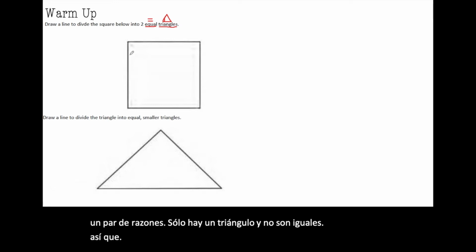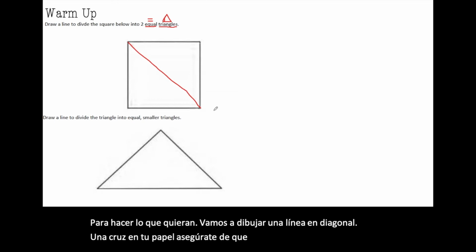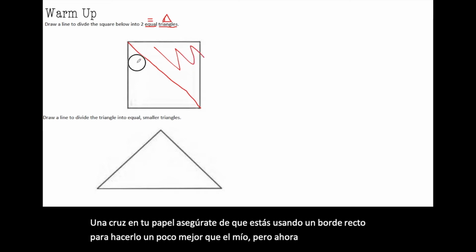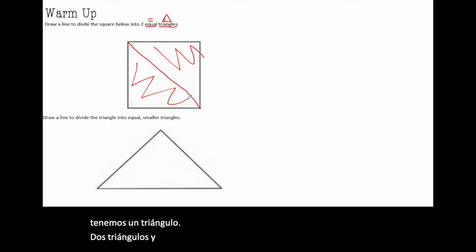To do what they want, we're going to draw a line diagonally across. On your paper, make sure you're using a straight edge to make it a little nicer than mine. But now you can see we have 1 triangle, 2 triangles, and they are the same size, so it's half of the square. All right, now let's look at the next one.